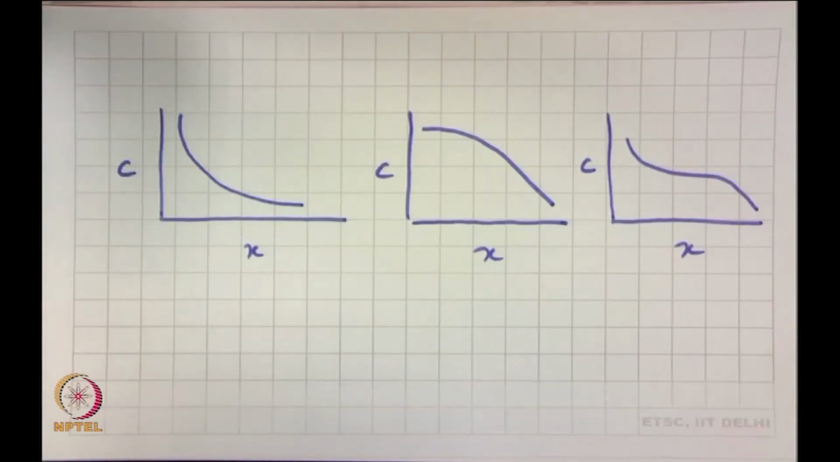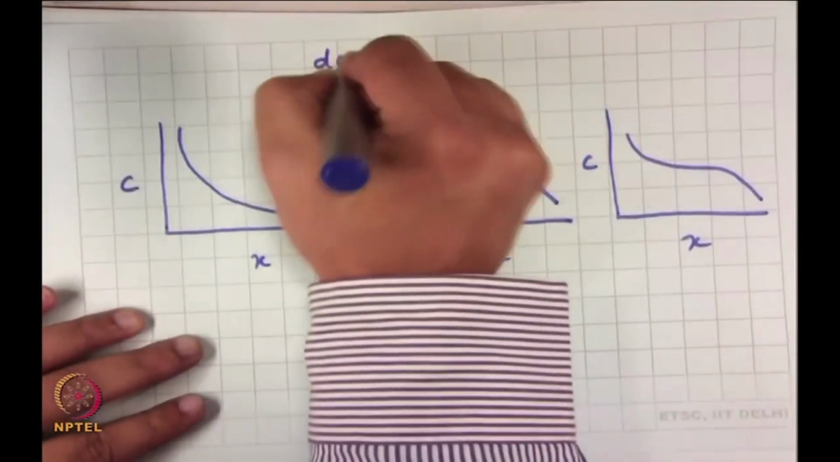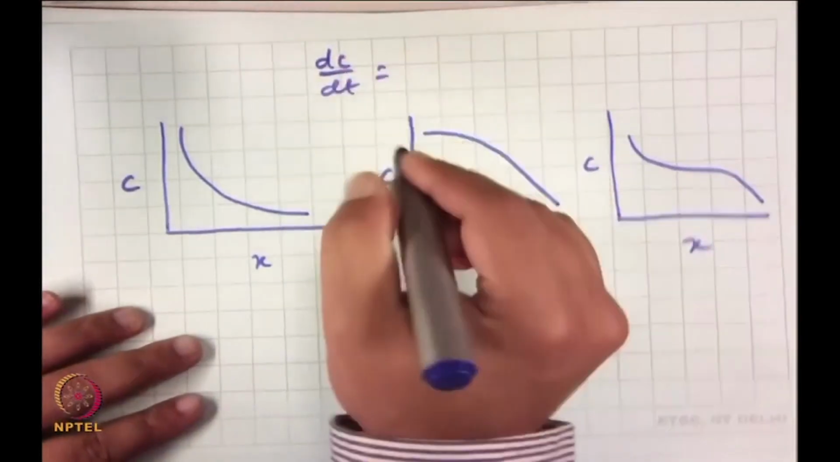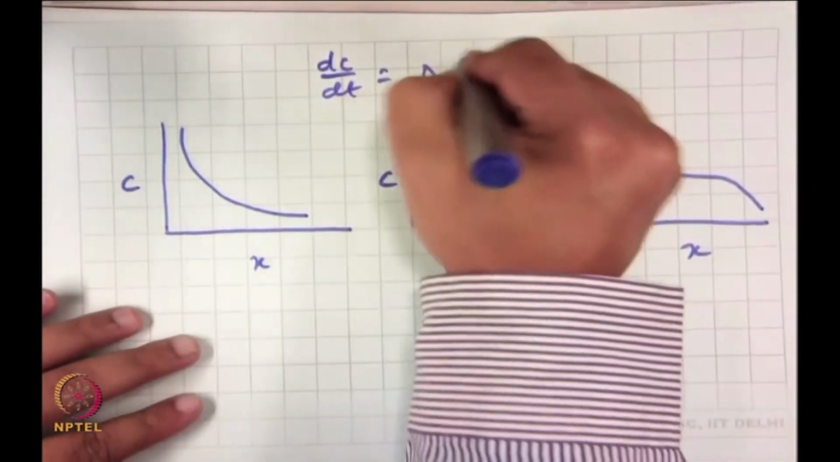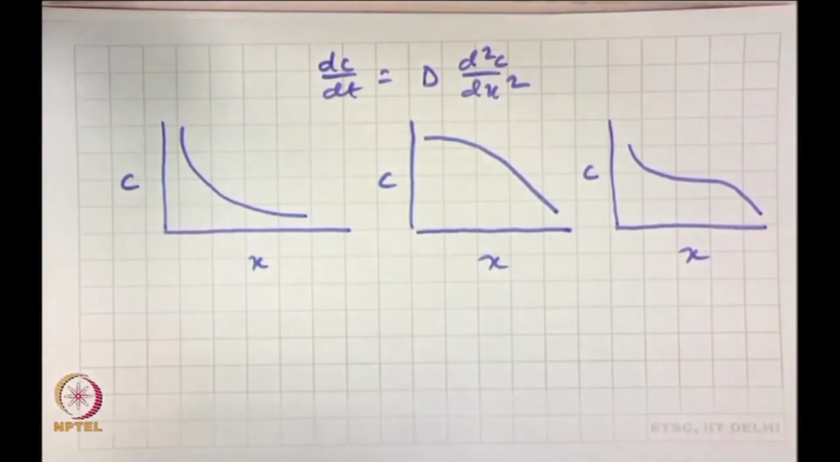Now, the first one, remember we are talking about ∂C/∂t is equal to D ∂²C/∂x². Okay. Now, the first one, what is the curvature? Is it positive or negative?